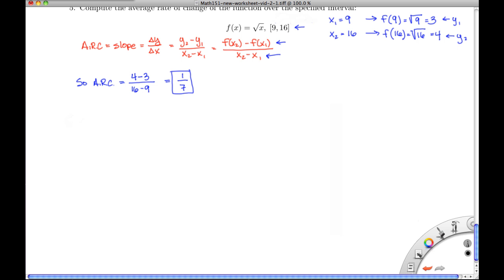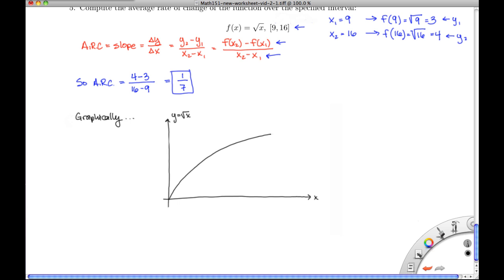So having said that, I think it would be helpful to see what's going on graphically here and what this average rate of change really means, because this is really where we start to spring off into a lot of the ideas of the first half of calculus with average rate of change. So graphically, let's take a look at this. I'm going to set up the axes, and this may not be scaled perfectly, but you'll get the idea. So this is our x, y is equal to the square root of x. We know that the square root function kind of looks something like this.